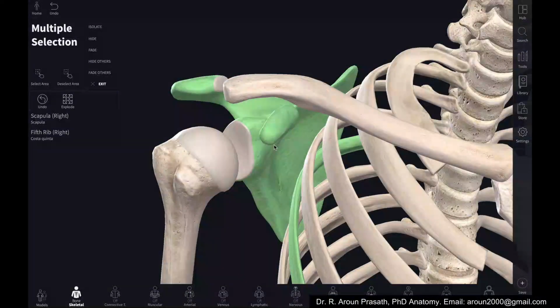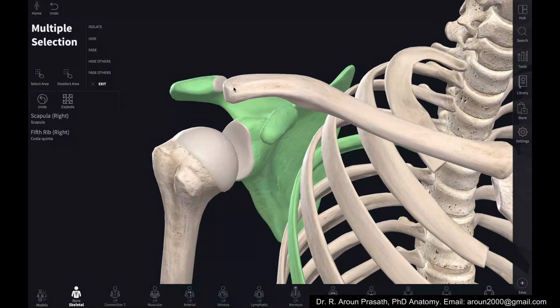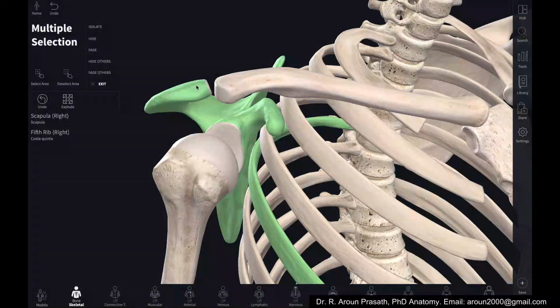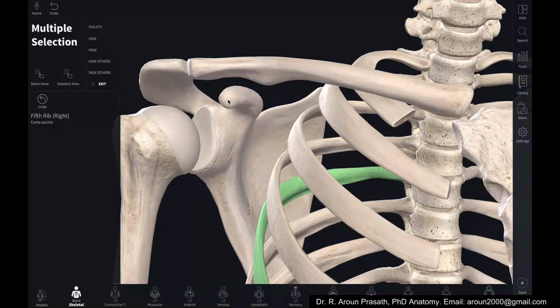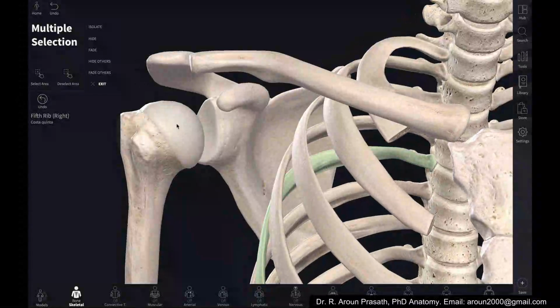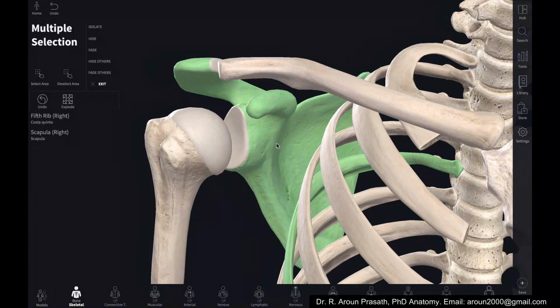First, to understand this, we will look into the ligaments present in the acromioclavicular joint. Then this is the coracoid process of the scapula. We will also look into the ligaments present here. Then we will also look into the glenohumeral joint. Let us approach step by step.